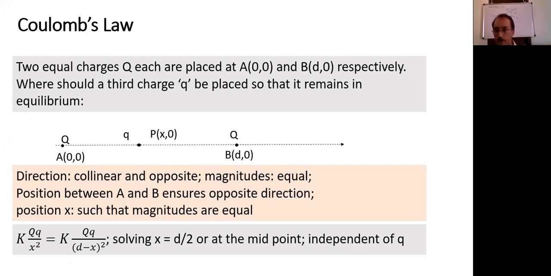I have to choose a value of x so that magnitudes are equal, so I just equate the magnitudes. What is the magnitude due to the left side charge? K into first charge into second charge divided by square of the distance. What is the force due to the right hand charge? K into first charge into second charge divided by square of the distance. When we simplify, we get x is equal to d by 2, which is the midpoint. And we notice the position of equilibrium is independent of small q.